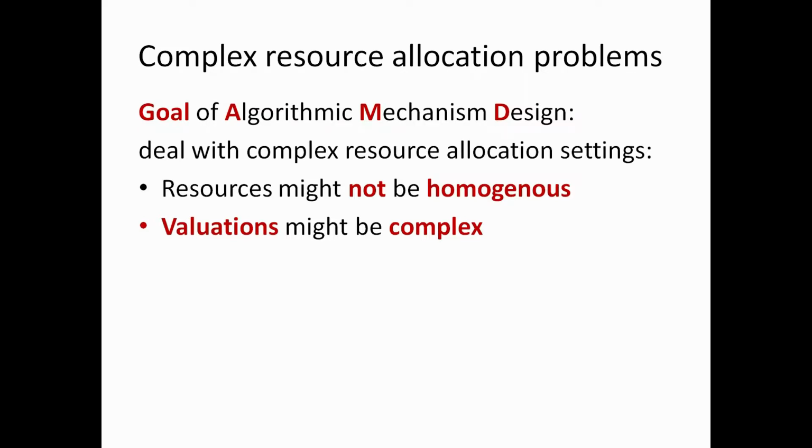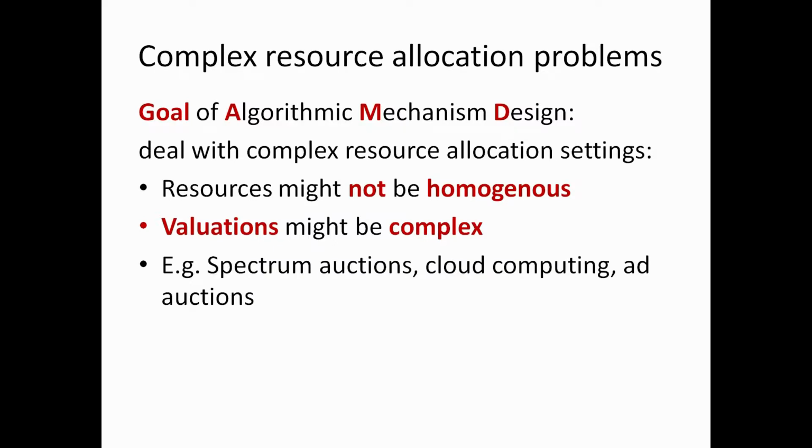So in the marriage between mechanism design and computer science, one of the main agendas is to deal with complex resource allocation problems. And complexity can arise in both ways: the items might not be homogeneous and the valuations of the bidders might be complex. And there are indeed many real life examples of this kind of complexity.